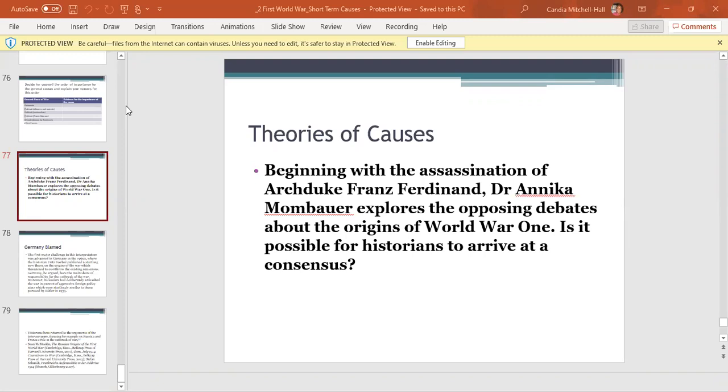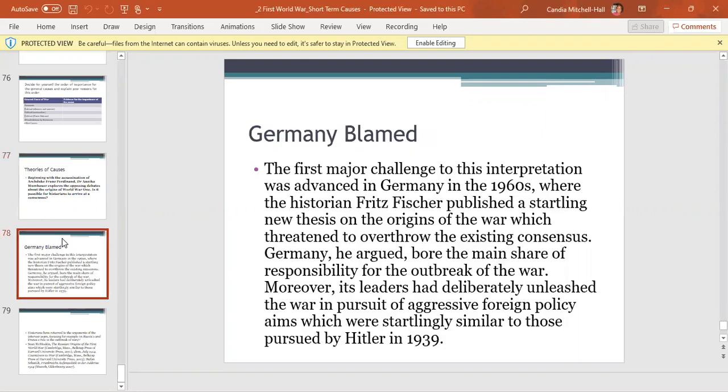Theories of causes. Beginning with the assassination of Archduke Franz Ferdinand, Dr. Anika Mombauer explores the opposing debates about the origins of World War I. Is it possible for historians to arrive at a consensus? All right, let us continue. Germany blamed.